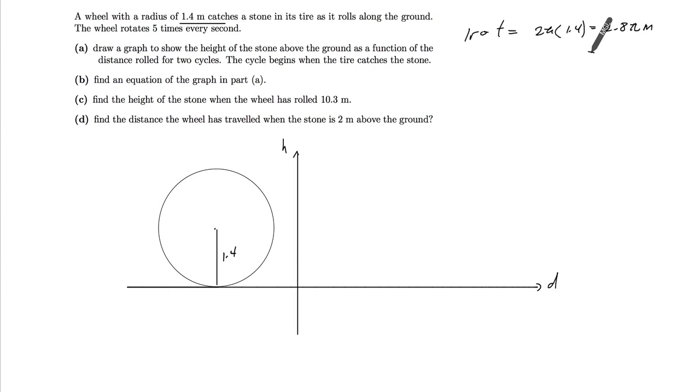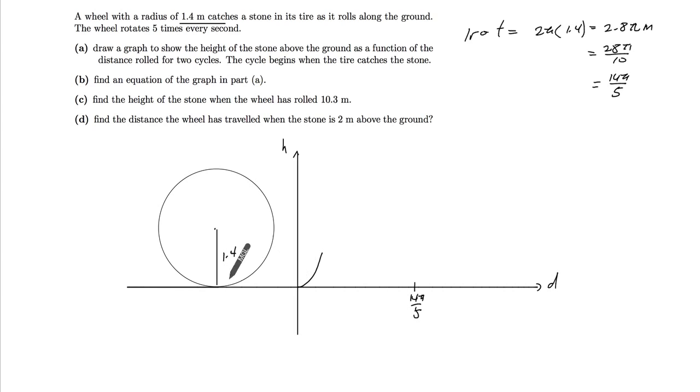Okay, so let's actually convert that into a fraction. That's 28 pi over 10. Let's divide the top and bottom by 2. You get 14 pi over 5. So one cycle is 14 pi over 5.